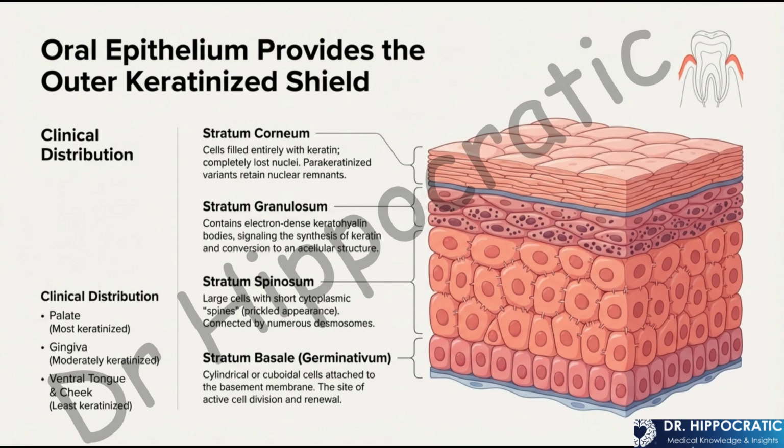Finally, the top layer facing the mouth is the stratum corneum. And that's the part we can actually see. Exactly. Here, the cells are filled entirely with keratin and have completely lost their nuclei. They're essentially dead, hardened shields at this point.